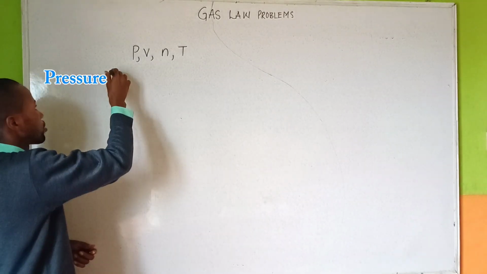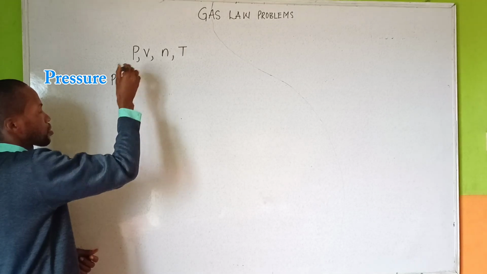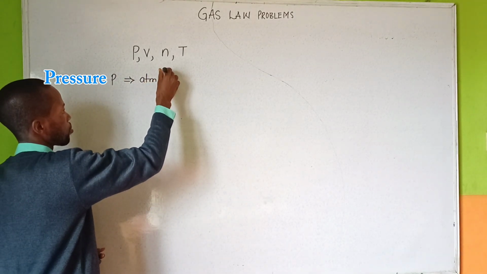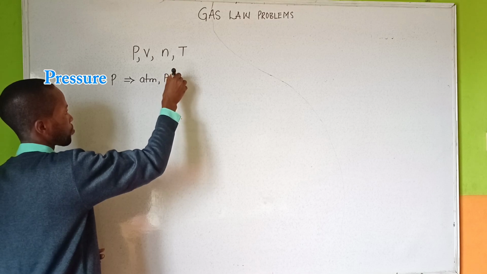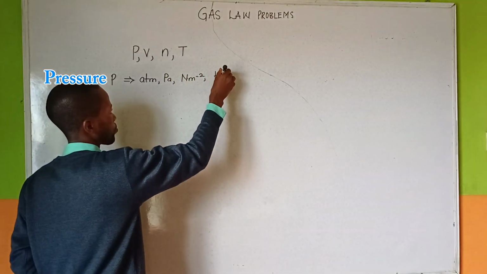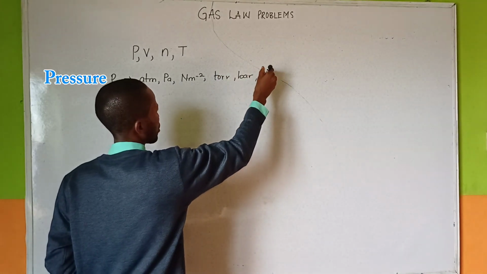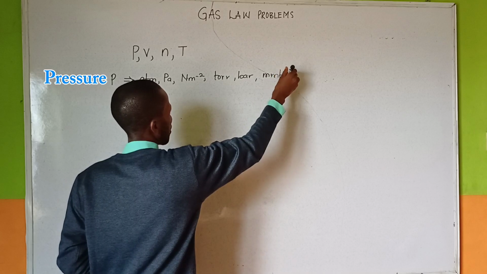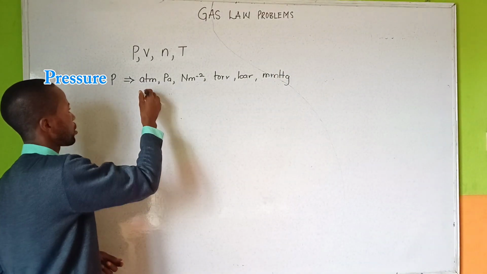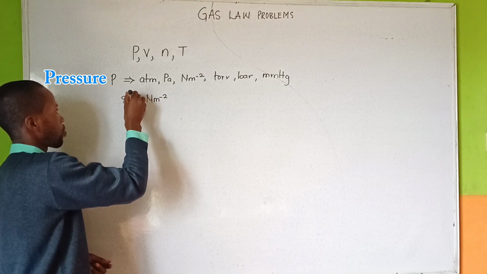The pressure can be measured in several units such as atmosphere (atm), Pascal, Newton per meter square, torr, bar, as well as millimeter mercury (mmHg). But the SI unit of pressure is Newton per meter square. That is the SI unit of pressure.